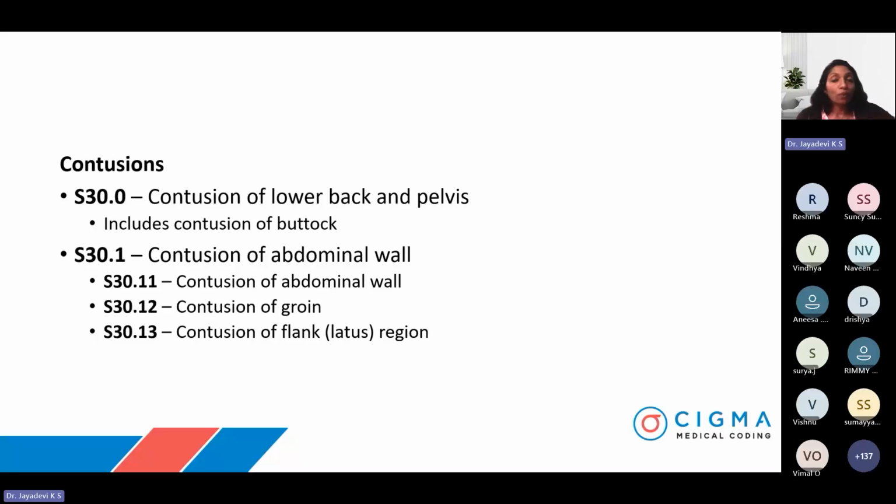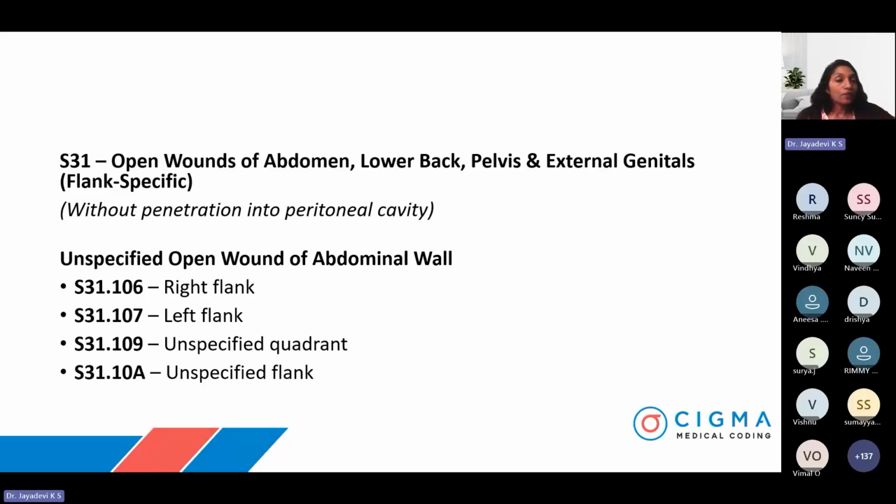S30.0 is contusion of lower back and pelvis, which includes the contusion of buttocks. S30.1 is contusion of abdominal wall and contusion of groin and flank, respectively. Now, S31 is open wounds of abdomen. Here also, this flank specific code is there.